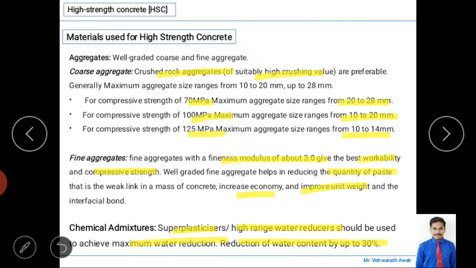If you go for normal concrete preparation, how much water is required? Compared to that, we can reduce 30% of the water. For example, if you are using 1 liter of water, then you can use only 700 ml of water for construction of concrete, right? Why? Because we can reduce 30%.